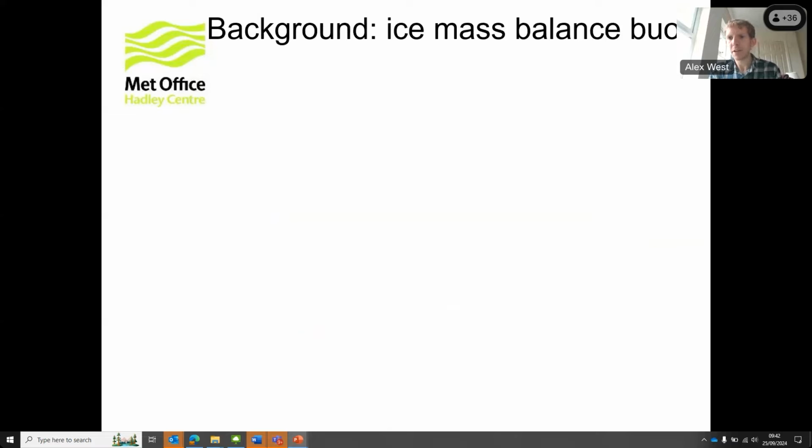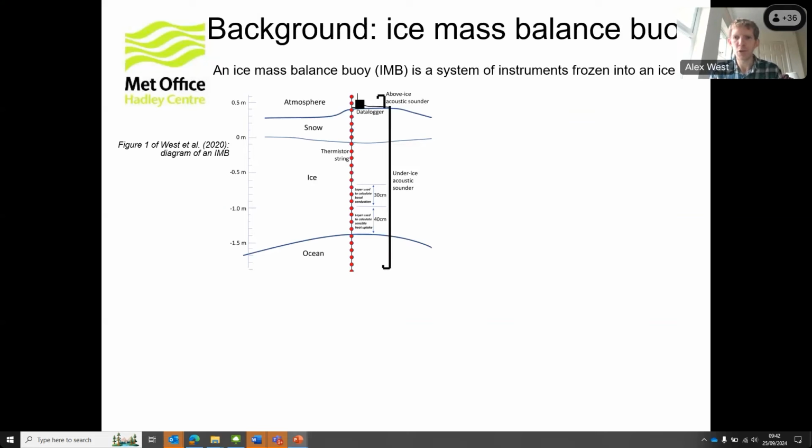So I'll be evaluating these models with ice mass balance buoys. I'll just talk briefly about what these instruments are. They are systems of instruments frozen into a sea ice floe. You tend to have acoustic sounders, which measure the elevation of the top and the basal surface of the ice. And you have a string of thermistors through the ice, which measures the internal temperatures.